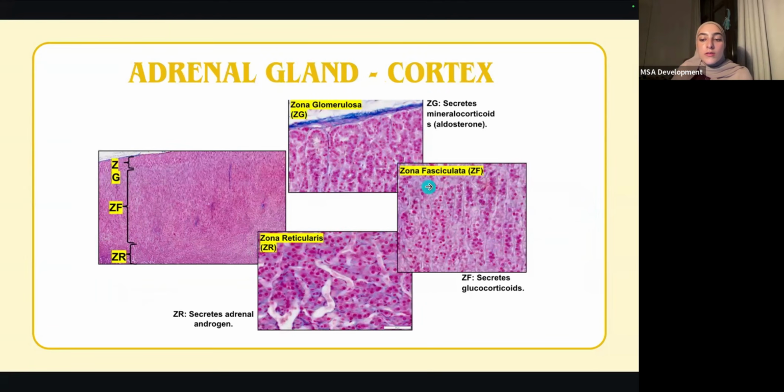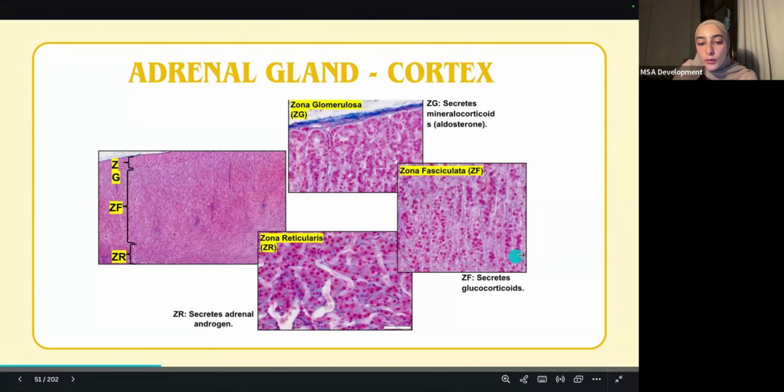Here is another picture that I found in your histology slides. The glomerulosa is very close to the capsule, arranged in spherical clusters. The fasciculata, look how you can see it's like a layer, one layer, two layers, three layers. The reticularis is more purple, more red. It's less foamy, it doesn't have a lot of foamy cells. And this one secretes aldosterone.